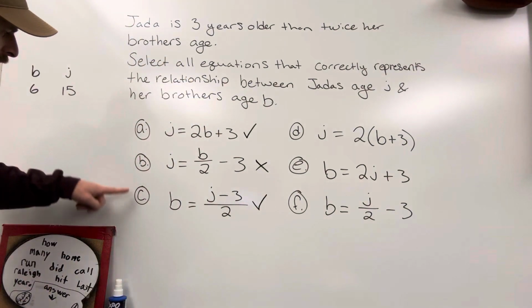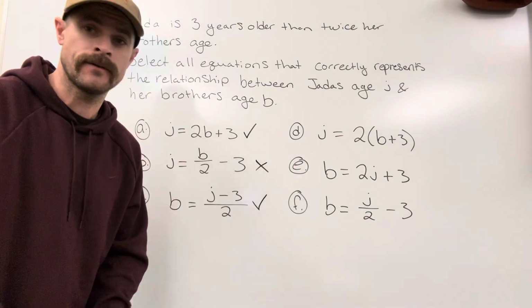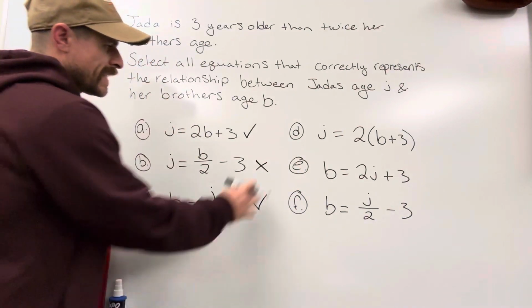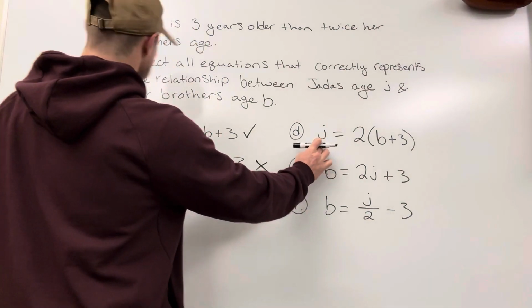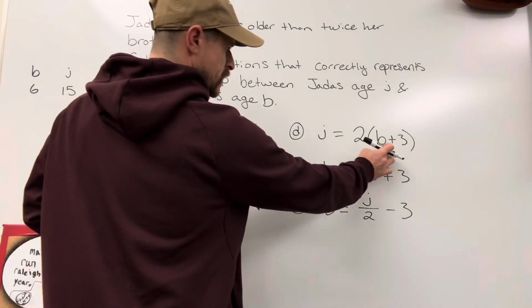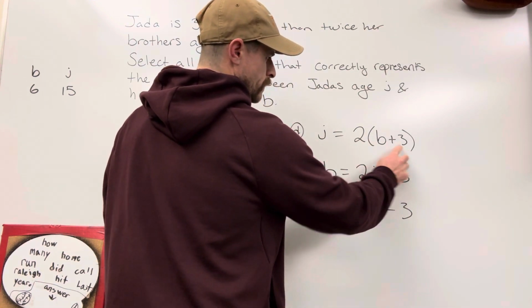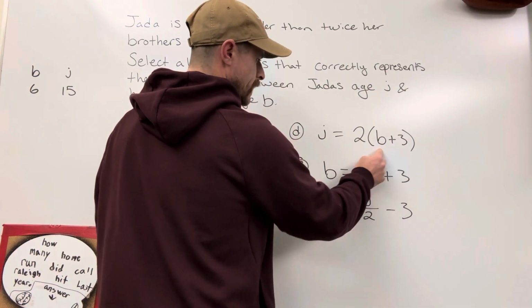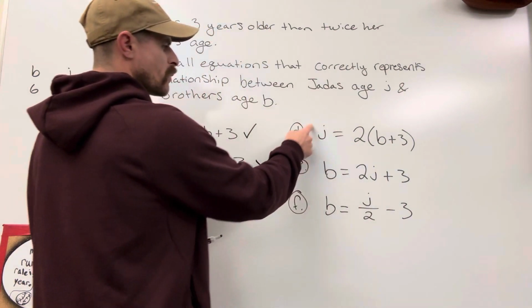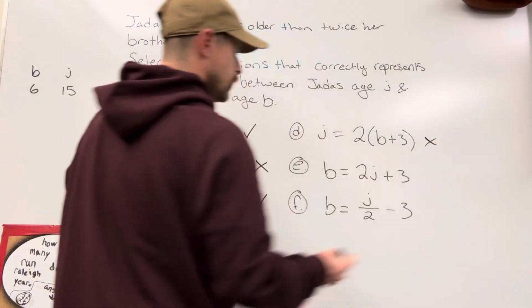I'm going to tell you right now, A and C are both correct. Let's double check and see if D, E, and F also work. So let's go and check D, E, and F real quick. We're going to put a 15 in place of J, a 6 in place of B. So 6 plus 3 would be the first operation to be done because it's in parentheses. 6 plus 3 makes 9. 9 times 2 makes 18. Remember, we wanted that to be a 15, so D does not work.